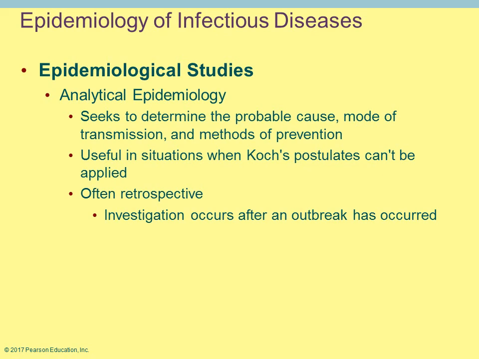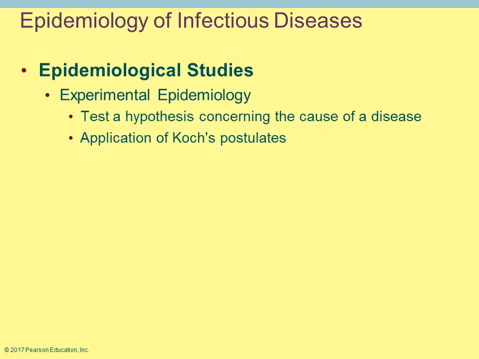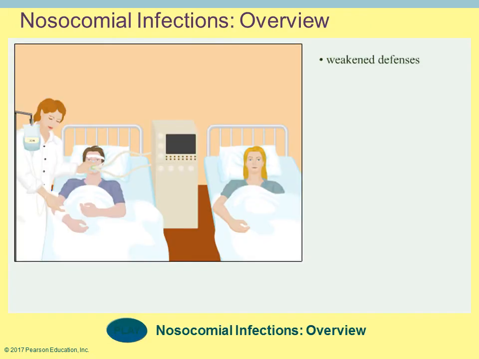Oftentimes, these investigations don't happen while the outbreak is occurring. They occur afterwards. Why? Because when an outbreak is occurring, your main focus is treating the patients and making sure that all of your health facilities can handle the number of patients and adequately take care of them. You figure out later where it started from. If it's a new disease, you're going to want to figure out what the causative agent is. Go back to Koch's postulates.